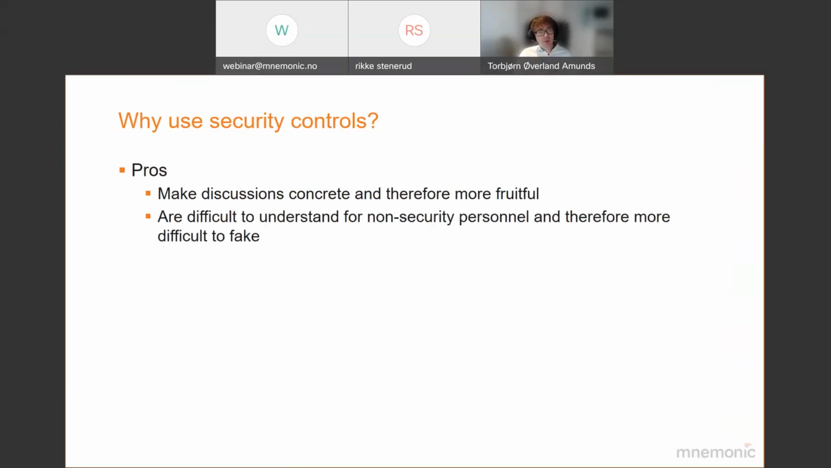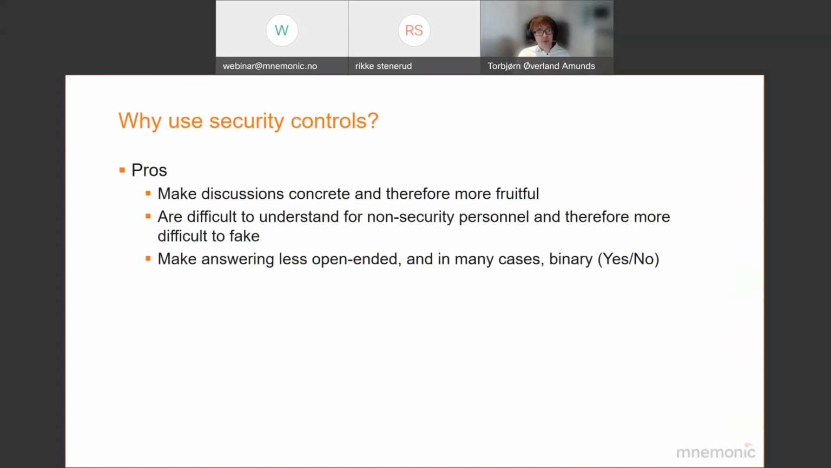These controls are more difficult to understand for non-security personnel, and therefore they're more difficult to fake. That might seem like a strange point, but very often, especially when third parties are delivering their answers, I don't know how many times I've experienced the sense that the person who's answering doesn't really know security, and they're using copy paste. And that doesn't exactly invite confidence in the answers. But if you go down into the concrete, then you actually need someone who knows what they're talking about to answer them. So it helps.